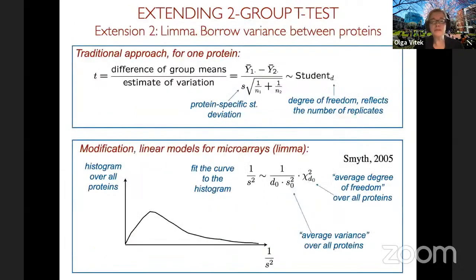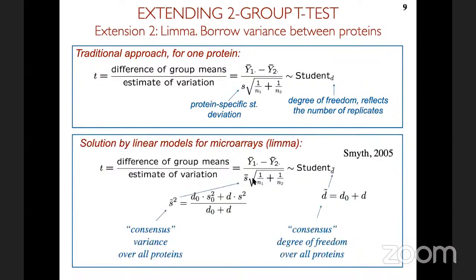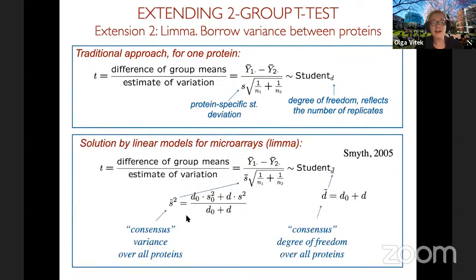What do we mean by moderation? Moderation is exactly this process where the variance, so in the noise, so in the denominator, becomes the weighted combination of the variance specific to the protein and the shared variance between all the proteins. So essentially, you can think of the protein-specific variance pooled towards the constant variance across the proteins, right? And so this is what is called moderation.